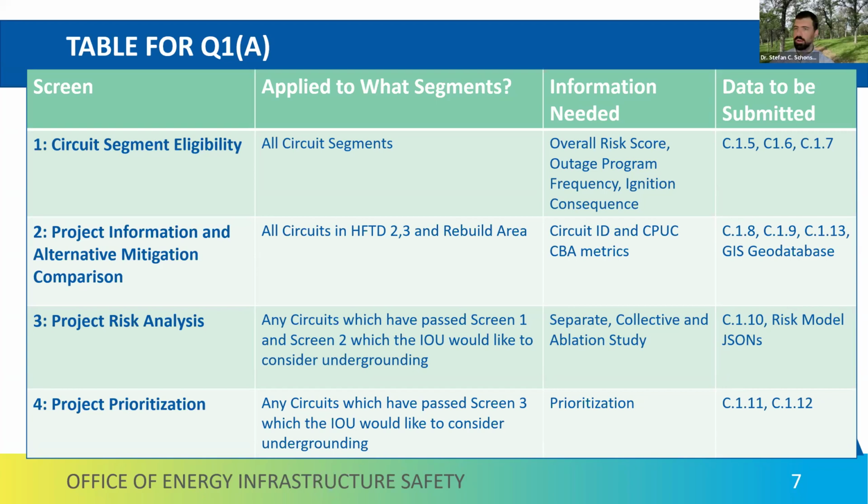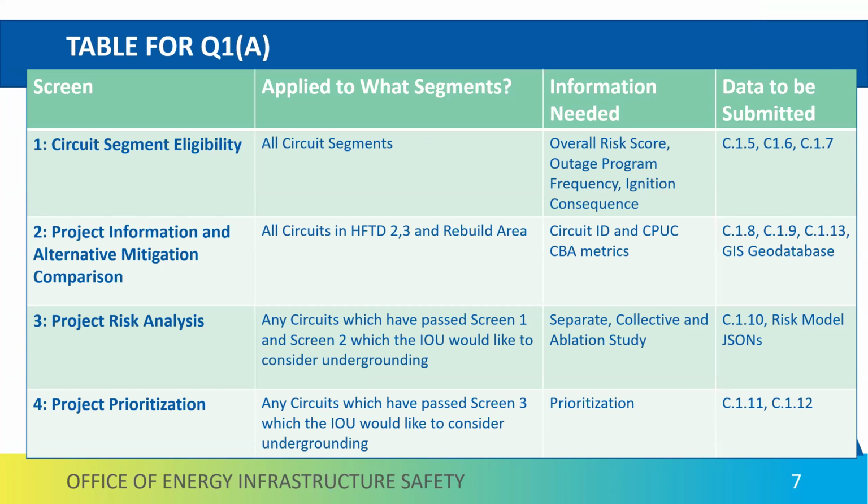Do you want to take that, Gene? Yeah, I'll take that. So once they complete screen 2, they're undergrounding projects, but there's still a lot of scoping and additional work, that information gathering that needs to happen before screen 3 can be done. So our assumption is that there may be a gap in time, but eventually a project that passed screen 2 will be moved forward to screen 3 unless the utility has a reason not to do that.